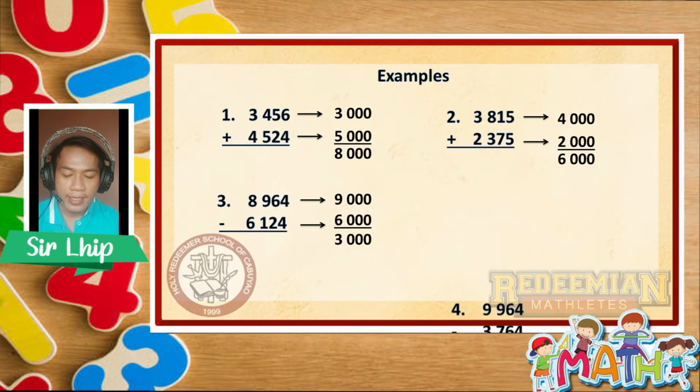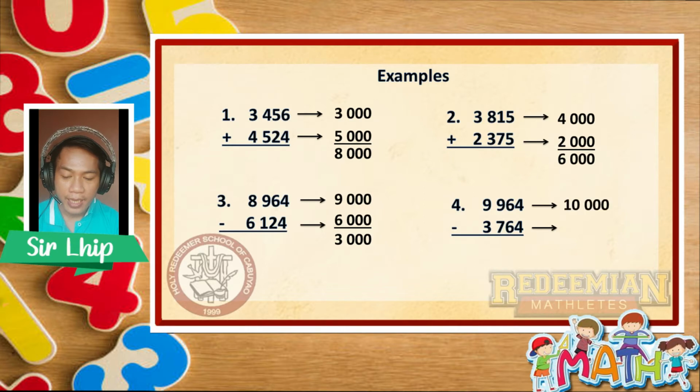Another example, 9,964 minus 3,764. Round off. 9,964 becomes 10,000 and 3,764 becomes 4,000. Then subtract 10,000 minus 4,000. Therefore, the estimated difference is 6,000.